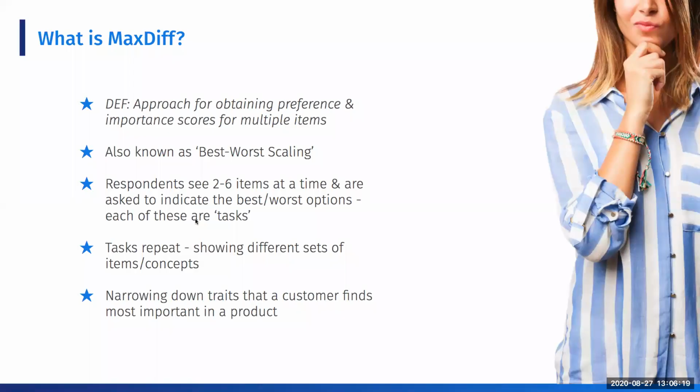So we'll cover MaxDiff first. What is MaxDiff? Well, it's short for maximum difference scaling. It's also known as best-worst scaling. Basically, it's an approach for obtaining preference or importance, measured in scores across multiple items. In MaxDiff exercises, you want to compare items that are similar to each other.